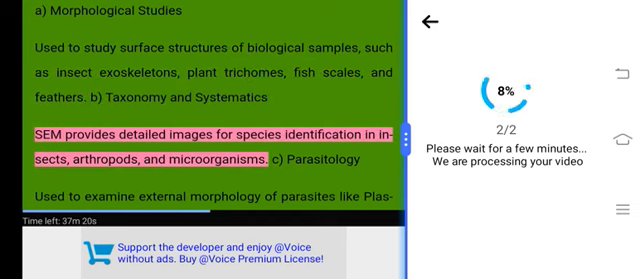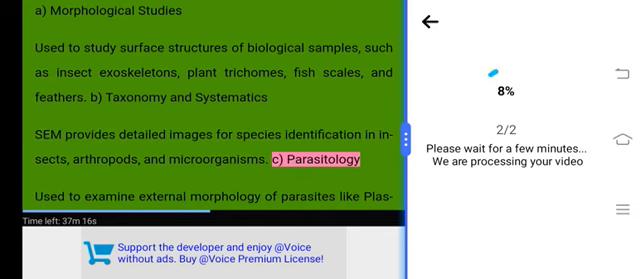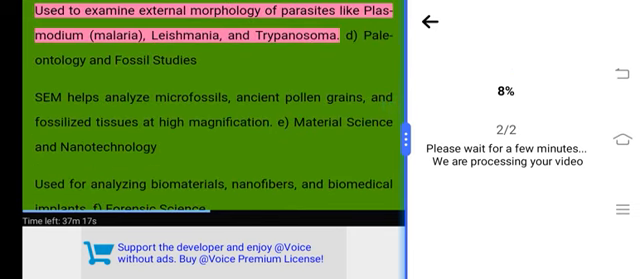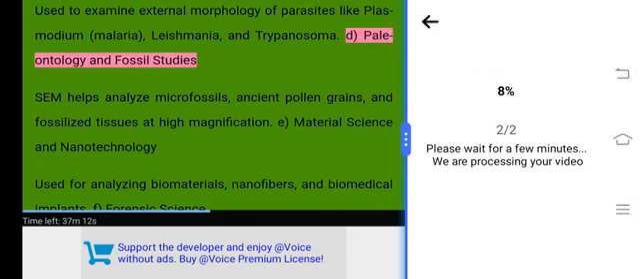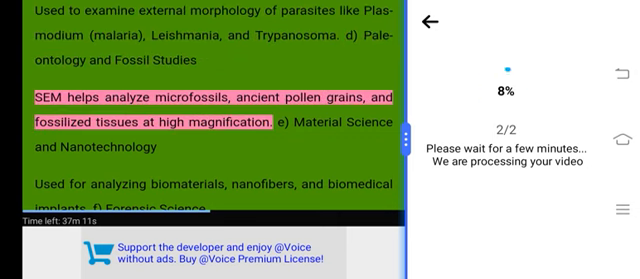SEM provides detailed images for species identification in insects, arthropods, and microorganisms. C. Parasitology. Used to examine external morphology of parasites like Plasmodium, malaria, Leishmania, and Trypanosoma. D. Paleontology and fossil studies. SEM helps analyze microfossils, ancient pollen grains, and fossilized tissues at high magnification.